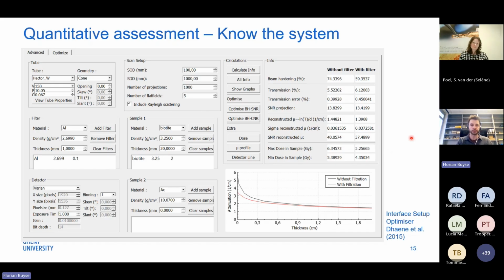This is a setup optimizer within this program where you can change the tube, the voltage of the tube, which filter you're using, which detector you're using, exposure time, etc., and check for your sample what the reconstructed attenuation would be. You can do this for one material, but you can do this for every material you're interested in, to check what the exact system conditions are that are perfect to differentiate your minerals of interest, but also to see if you have a multitude of minerals, is it possible to identify those?